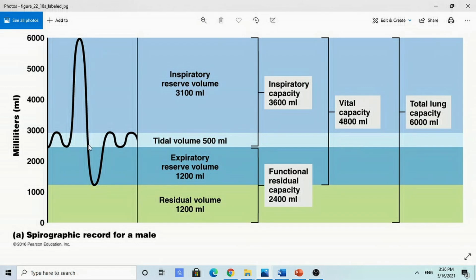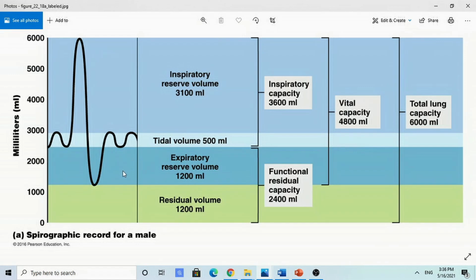As we go down, that is a breath out. If we apply effort, we can breathe out additional air, which is expiratory reserve volume. It is shown as being 1.2 liters, or 1200 ml. You can find that volume by decreasing this from this. That's how they found it.